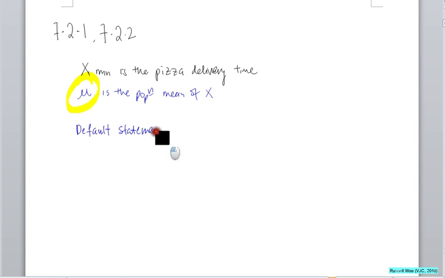Default statement means this. I'll explain later. Mu is 30. Okay, the default statement is mu is 30. I want to test whether it's indeed 30. I will say the alternative statement is mu greater than 30.